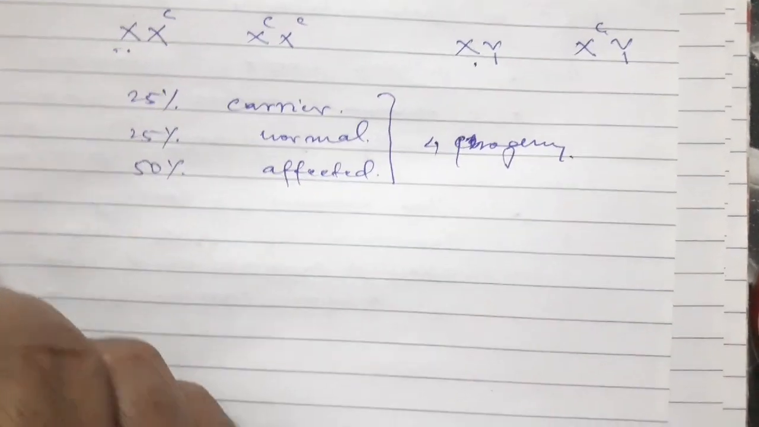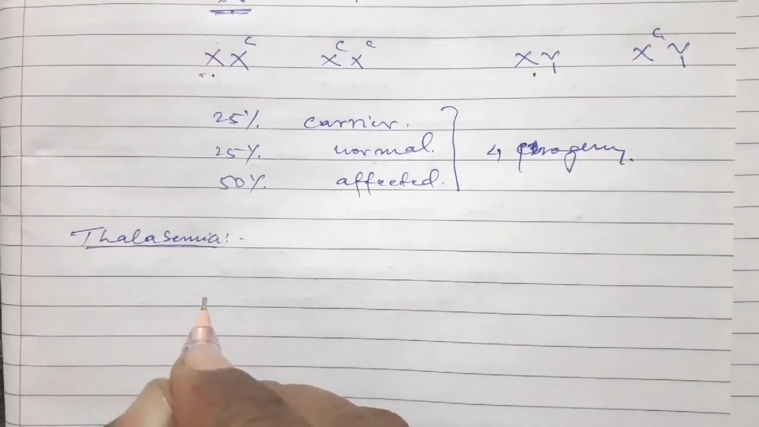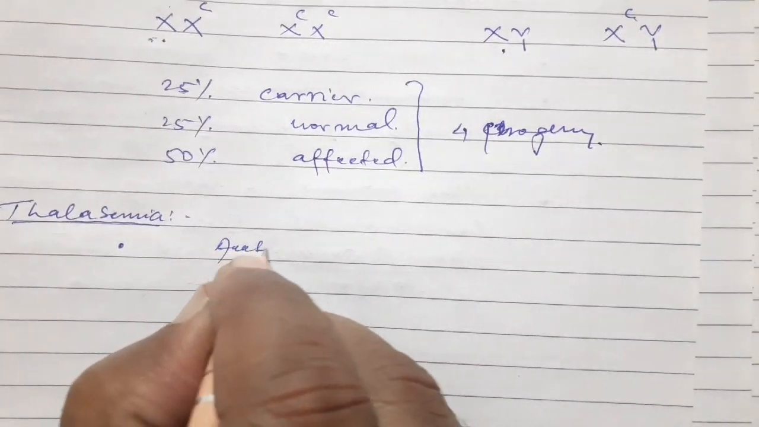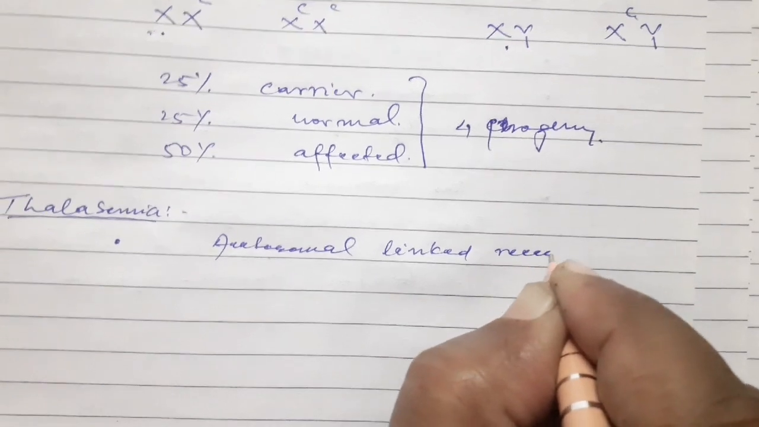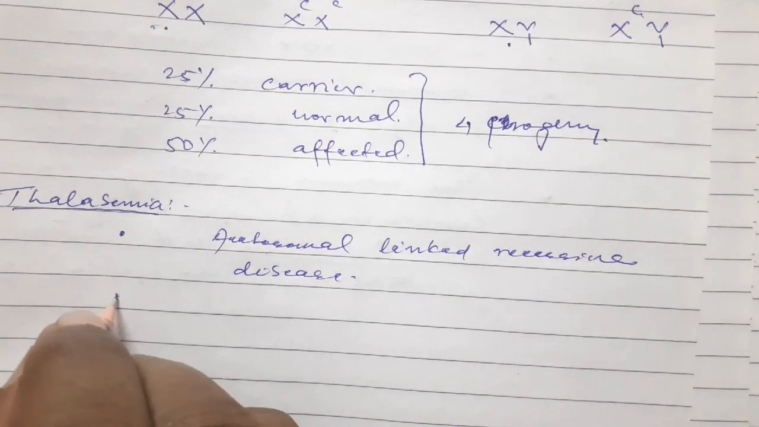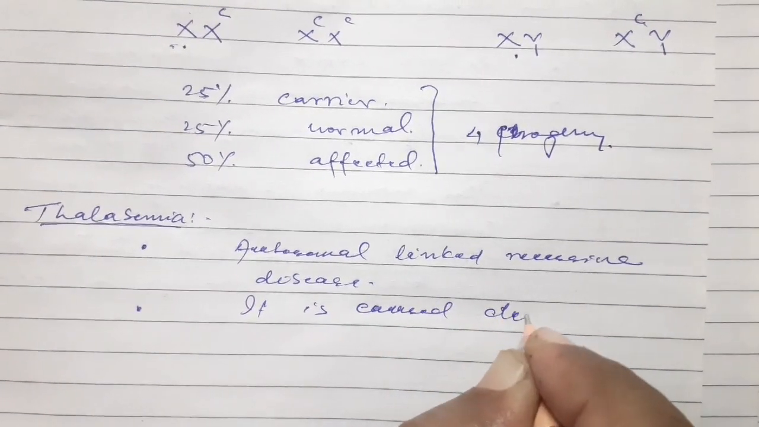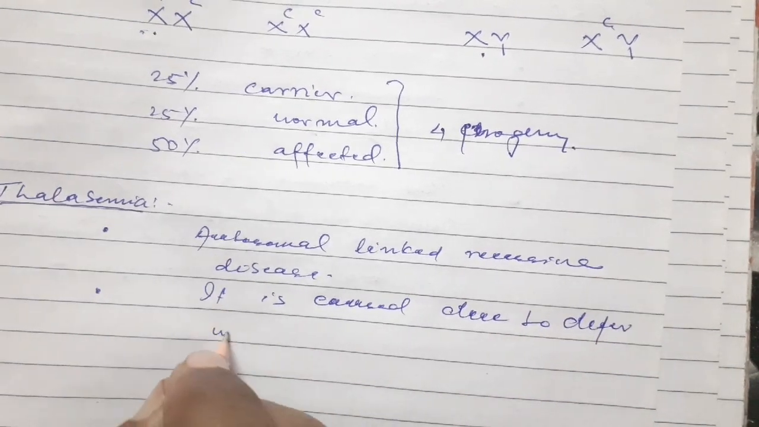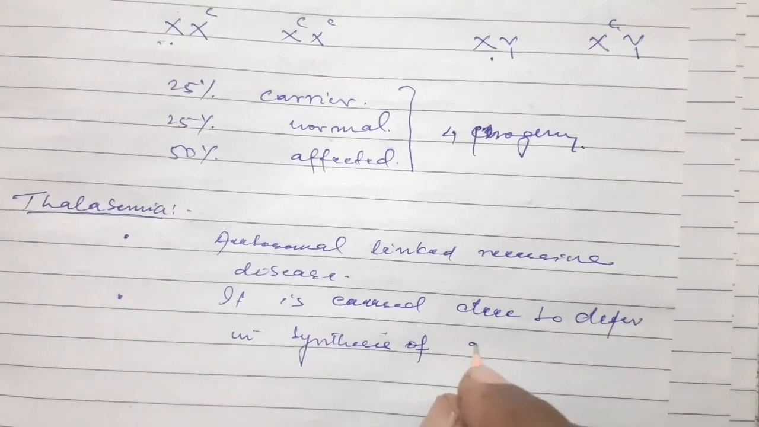Now the next disease is thalassemia. It is also an autosomal linked recessive disease. It is caused due to a defect in the synthesis of globin chain.